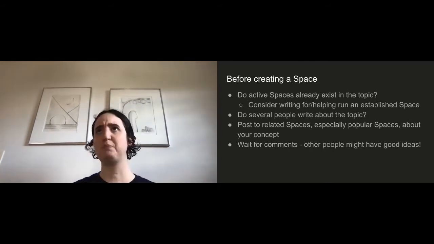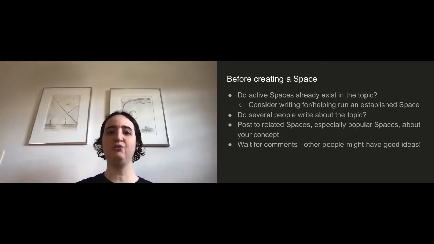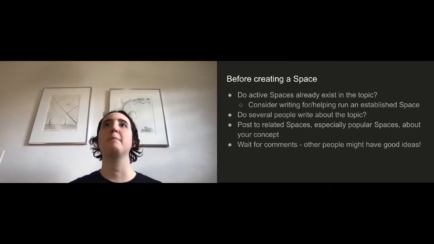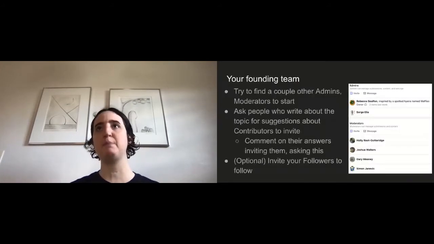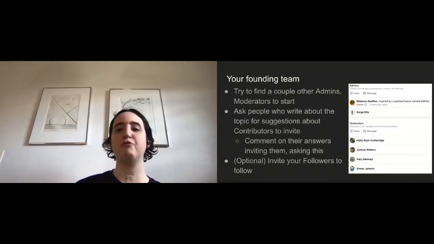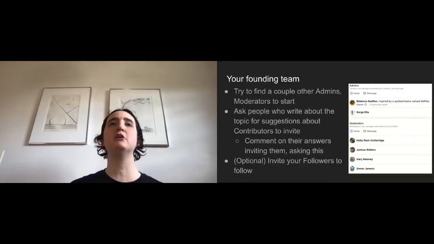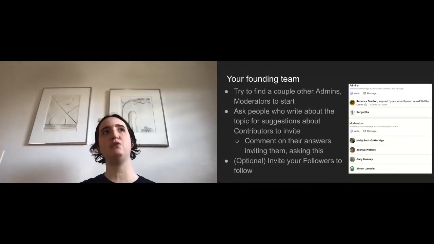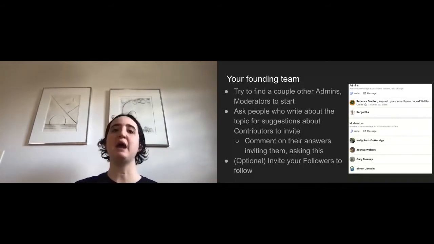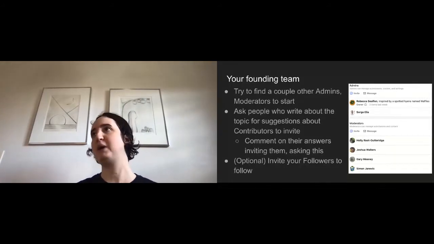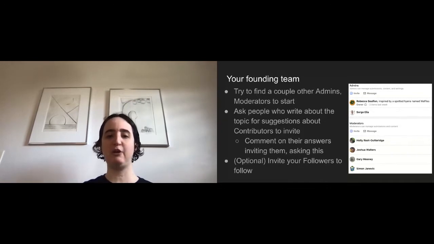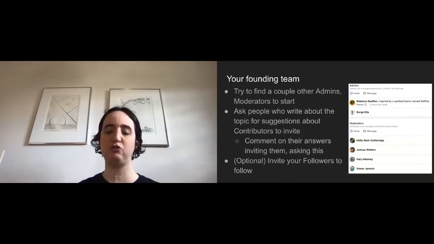Then when you start a space, you could run it as a personal blog. And that can work. The Quora platform does give you a lot of viewership for a personal blog if it's just you writing for and running the space, but the collaborative aspect of the space I find is even more gainful. I like to start a space by having a couple of other admins and moderators. And then, especially if you're starting it in a group, you might want to ask people who write about the topic for suggestions about who to invite as contributors.